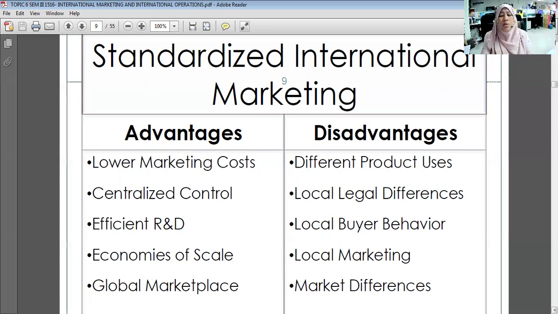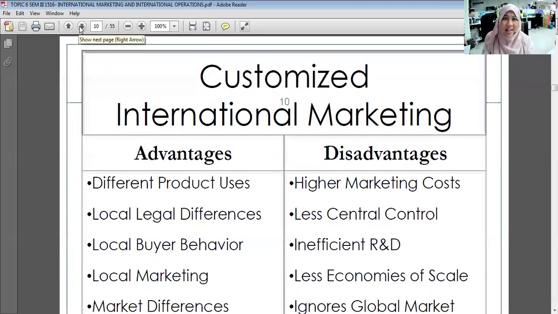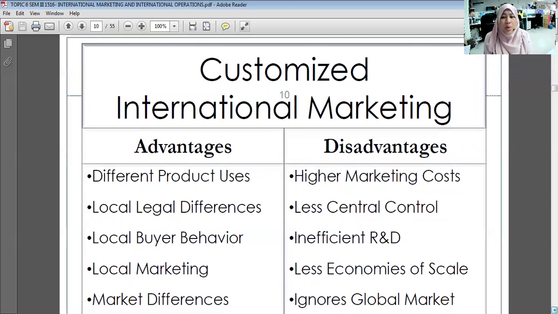But for those who prefer the local approach, with taste differences, behavior, marketing differences, or product use features, where different customers need different features, the second approach is recommended, which we call customization. Customization, for international marketing. We do have advantages and also disadvantages, so pros and cons for this.